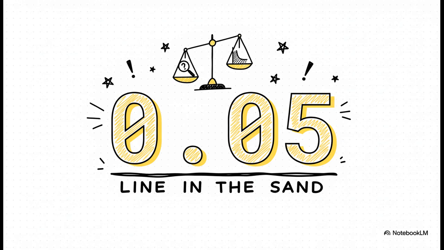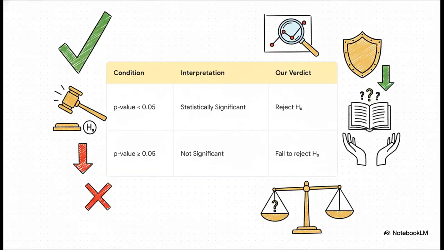For that, we need a line in the sand. And in most fields, that line is drawn at 0.05. It's what we call the significance level. You can think of it as the statistical version of beyond a reasonable doubt. And that brings us to a really simple rule for our verdict.